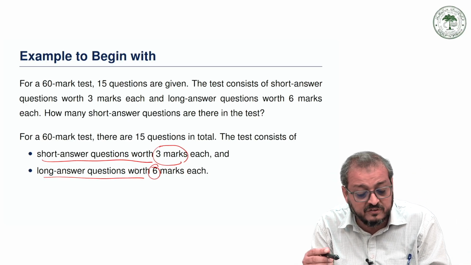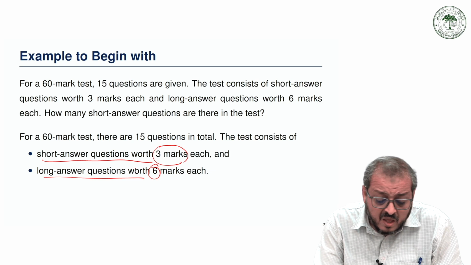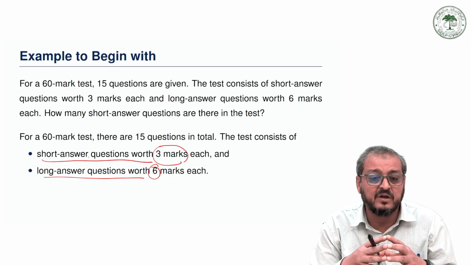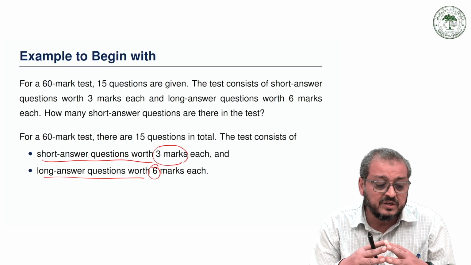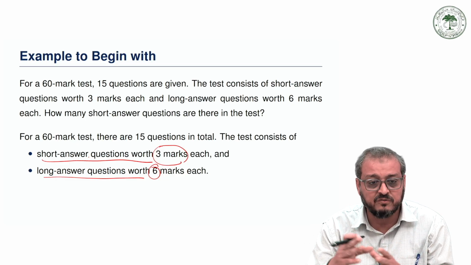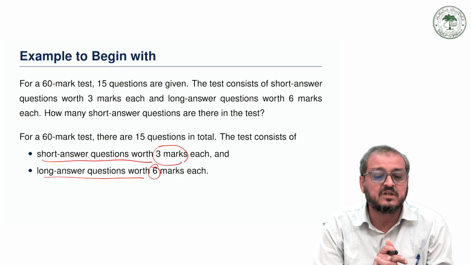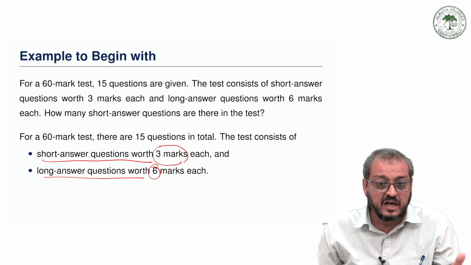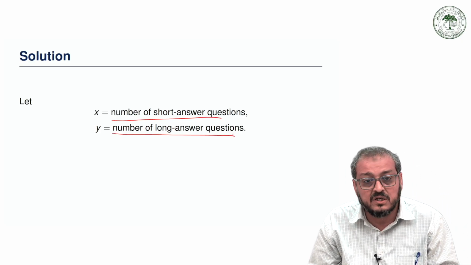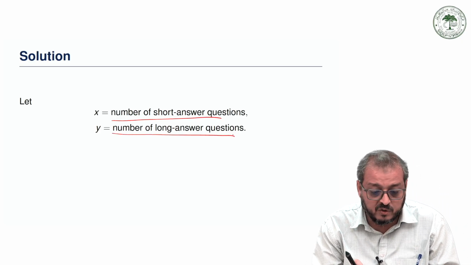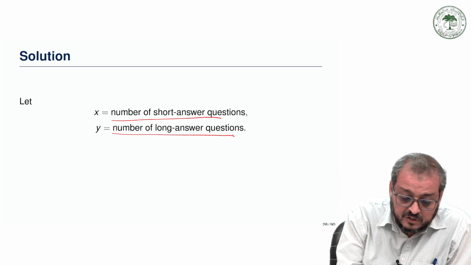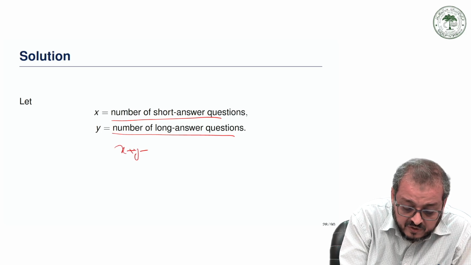We convert this into the form of linear equations. Let x be the number of short answer questions and y be the number of long answer questions. The total number of questions is 15, so x plus y is equal to 15.